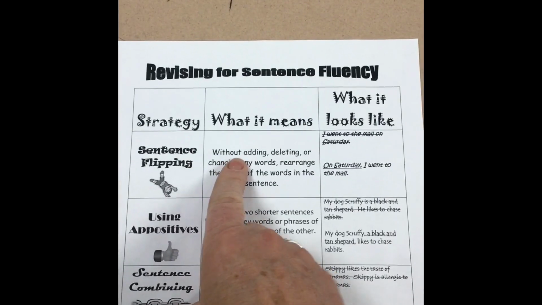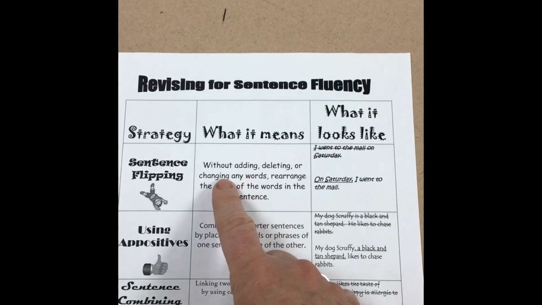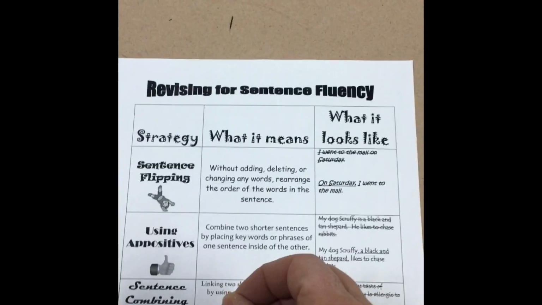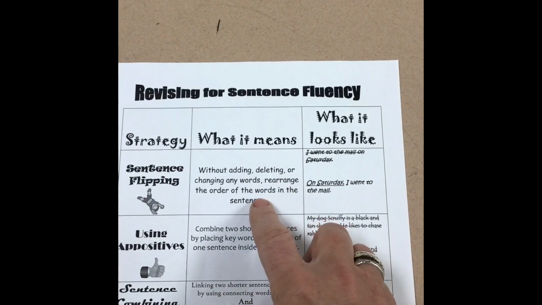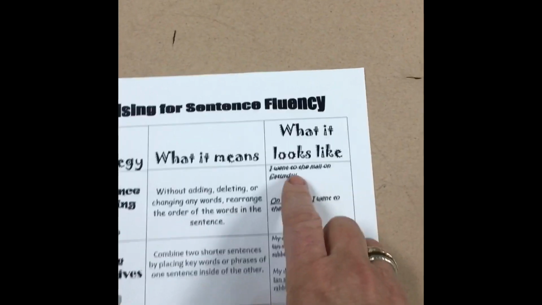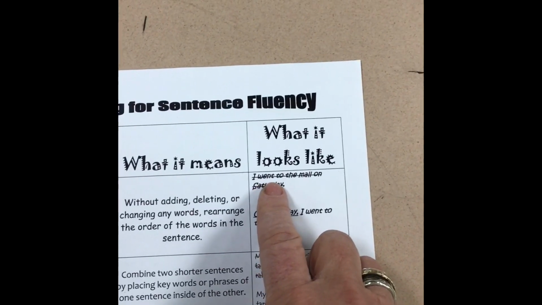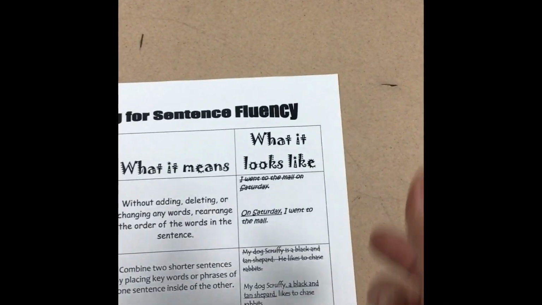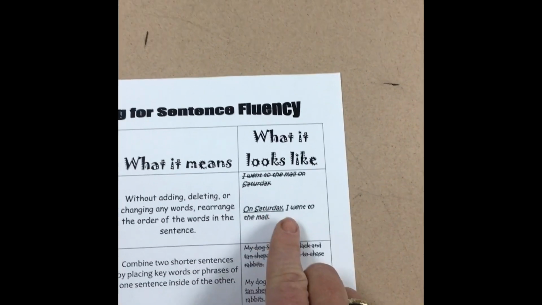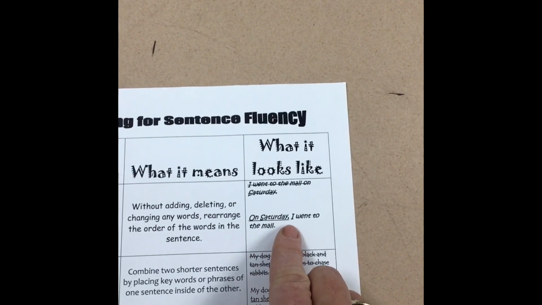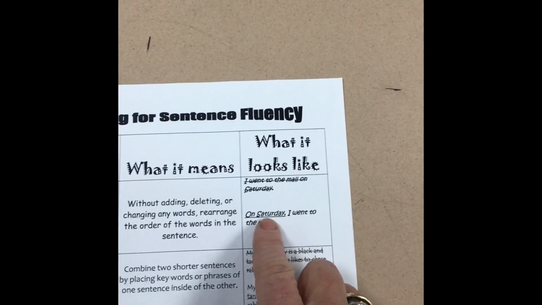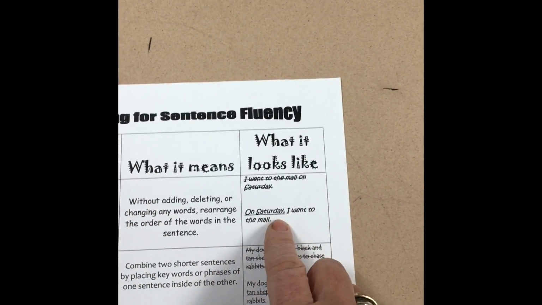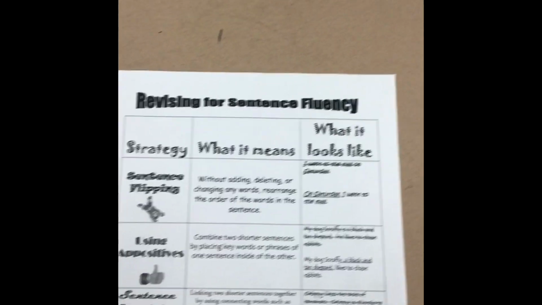With sentence flipping, you're not allowed to add, delete, or change any words. You're using the exact same words from the original sentence. You're just rearranging the order of the words. So here is their example. It starts off with, "I went to the mall on Saturday." Okay, lovely, but we need to switch that around. And we didn't add any words, we didn't delete any words, and we did not change any words. So the author wrote, "On Saturday, I went to the mall." This is their revised flipped sentence.